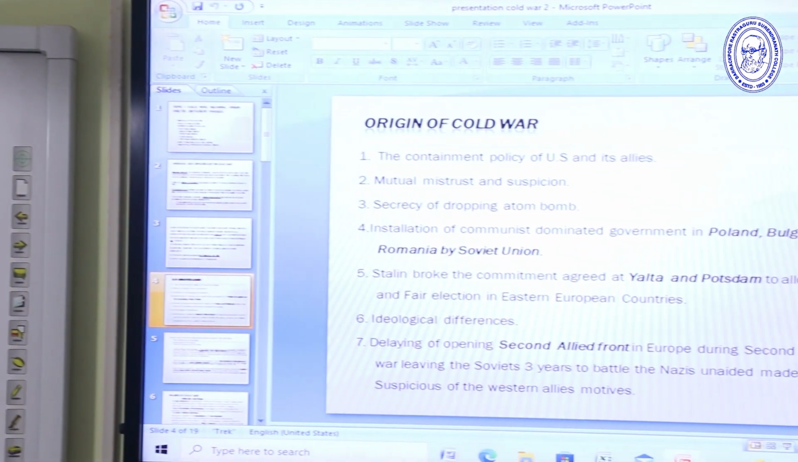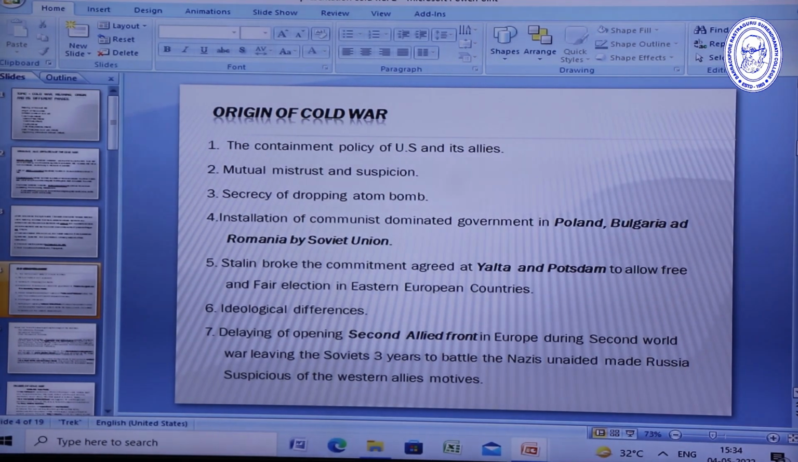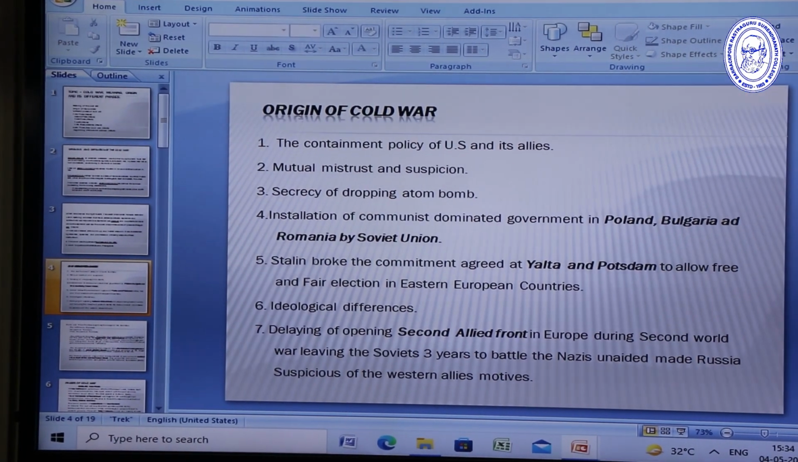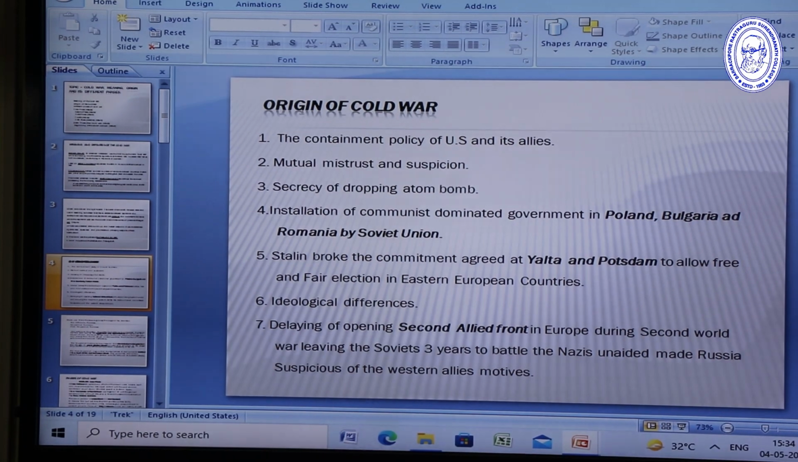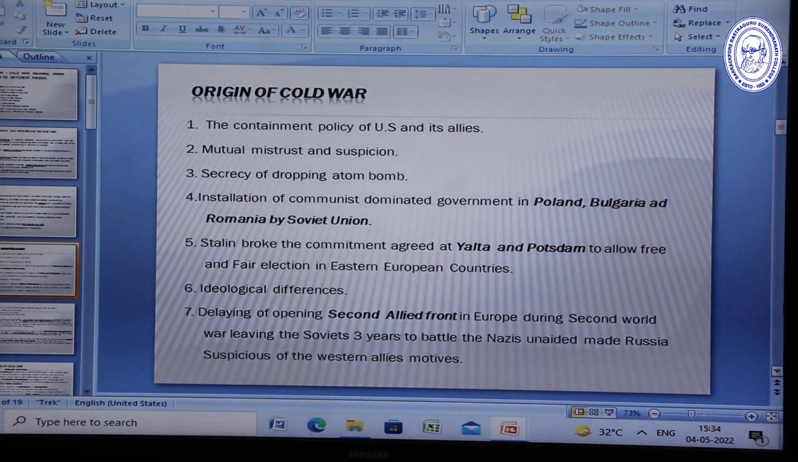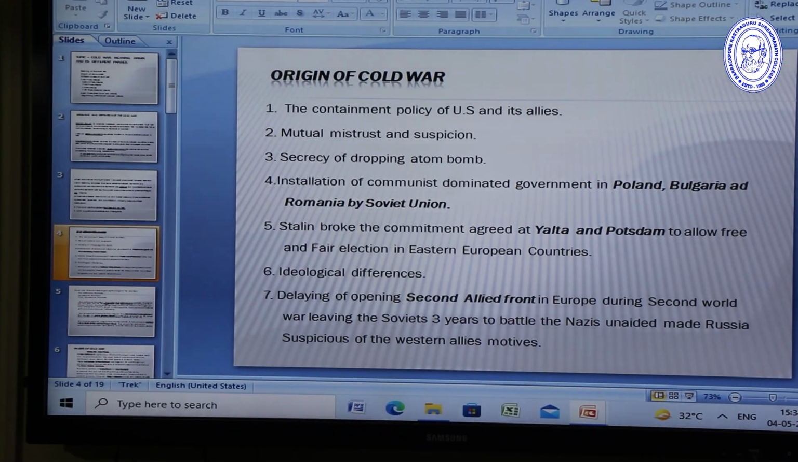So, the origin of the Cold War, how it originated, right? Origin of the Cold War. Now, the containment policy of the United States of America and its allies, that was one factor. If you look at 1946 onwards, we have seen communism become an important political ideology, with its expansion not only in Europe, even in Asia, isn't it? At the same time, containment means preventing, or we can say resisting, the policies of international communism by the United States of America. So that became one important factor why the Cold War originated.